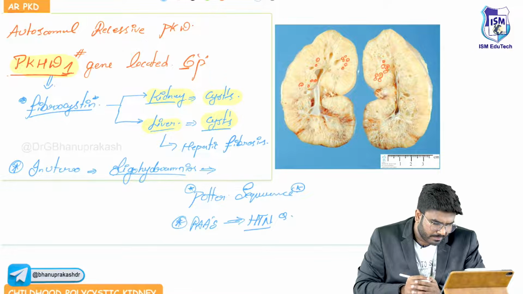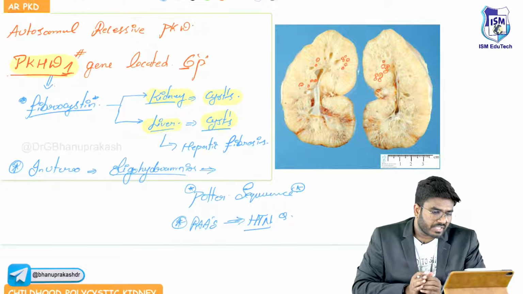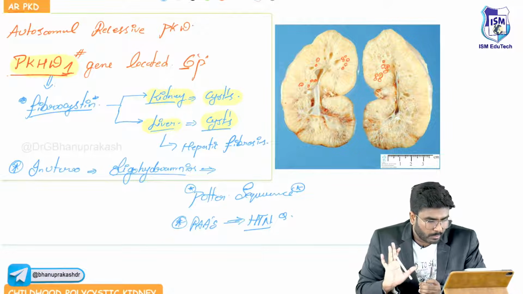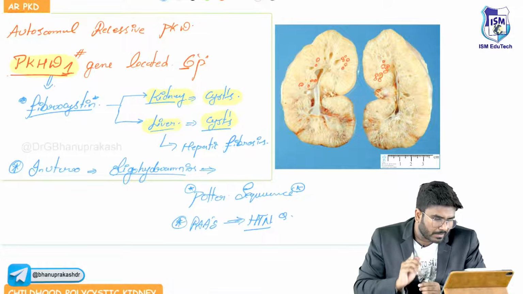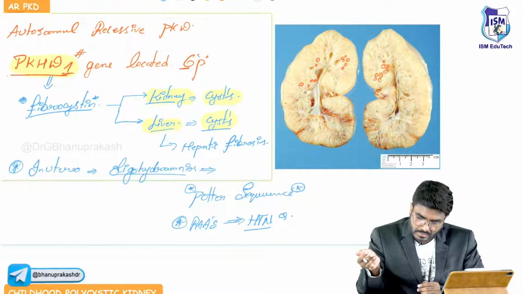Yes, of course. In both the kidneys you are going to have the cyst. Bilateral nature, so no doubt, bilateral nature. Both the kidneys you are going to have this. Okay, so cysts are going to be seen in the kidneys as well as the liver.